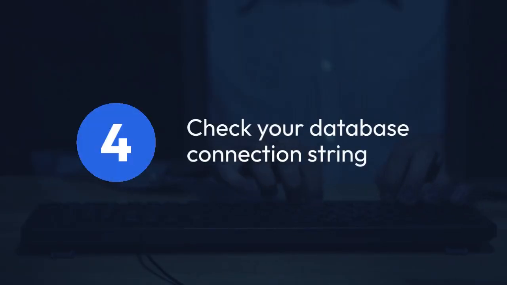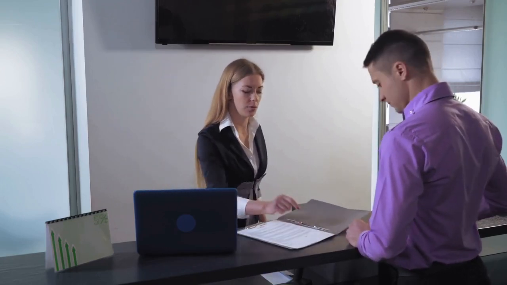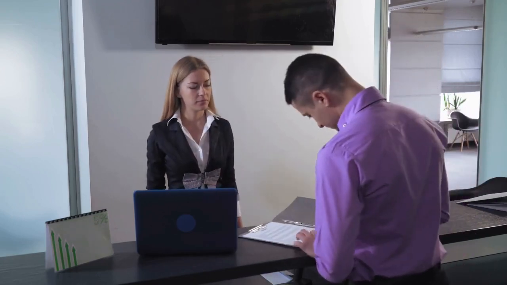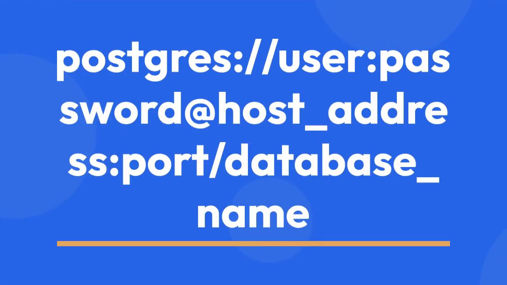4. Check your database connection string. If you're connecting to the database using a connection string, often in your application's configuration files, the host address will be explicitly stated within that string. This is frequently specified as a parameter using the syntax host=host_address. For example, a connection string might look like postgres://user:password@host_address:port/database_name.